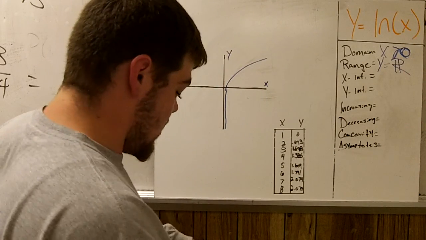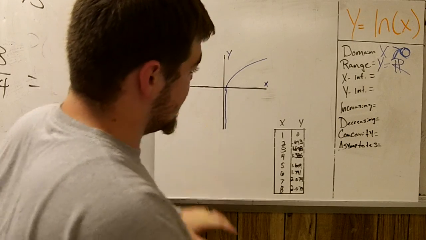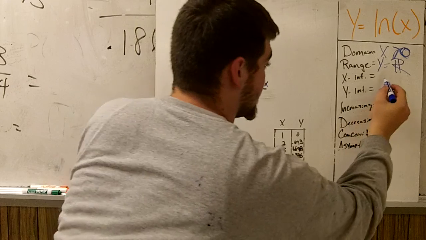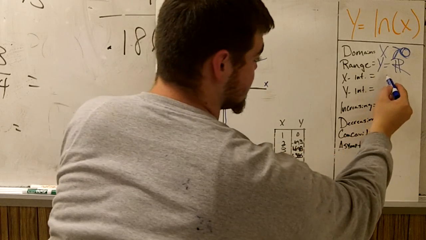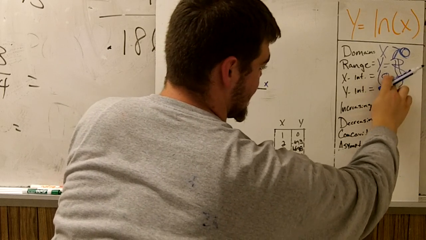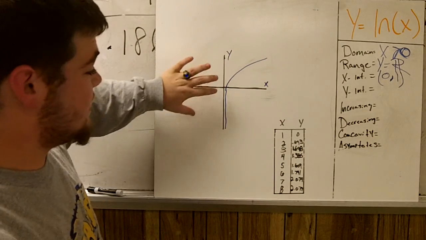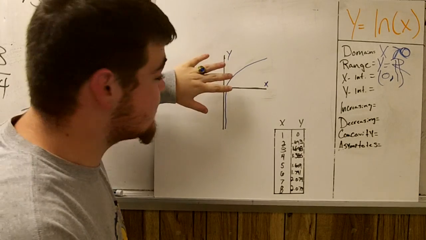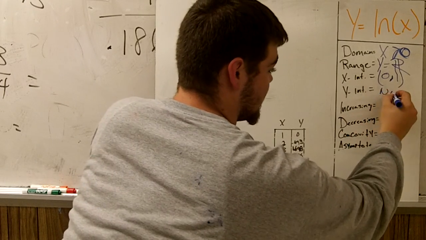The x-intercept is where it crosses the x-axis, and that is (1, 0), as you can see right here. The y-intercept: it will never cross the y-axis, so that means there is no y-intercept.